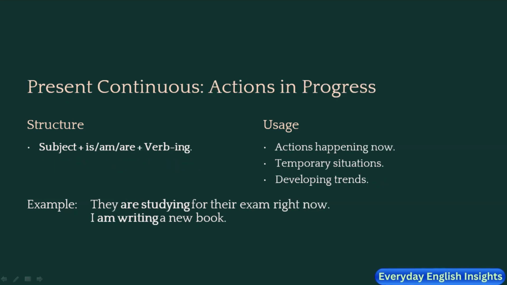Next, the present continuous tense. Structure: subject plus is, am, are, plus verb-ing. We use this for actions happening right now, temporary situations, and developing trends or changes. Examples: they are studying for their exam right now. I am writing a new book.